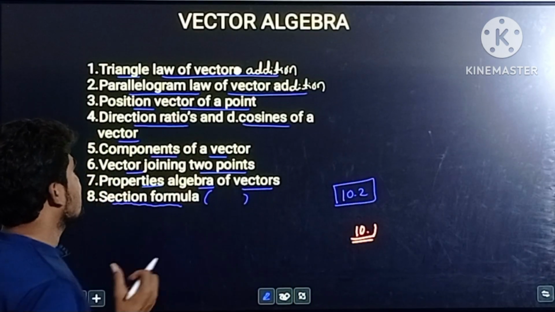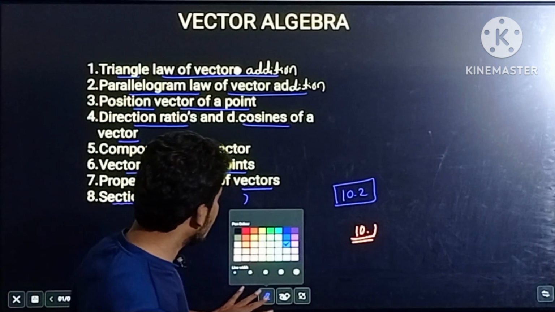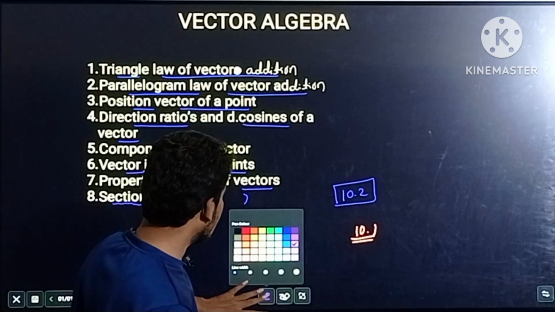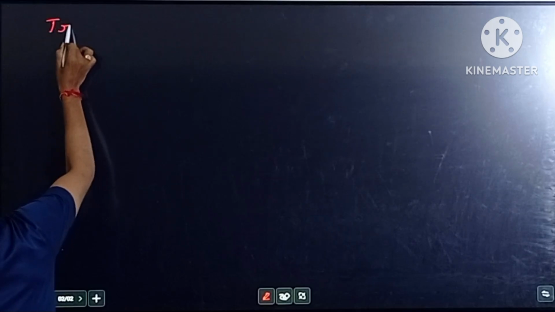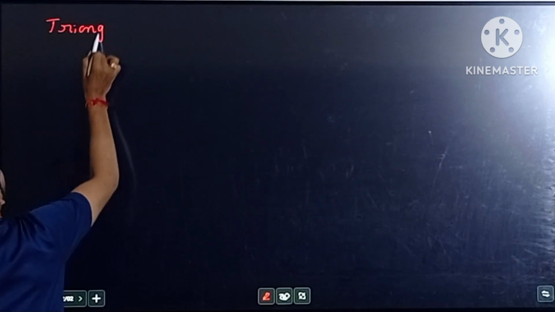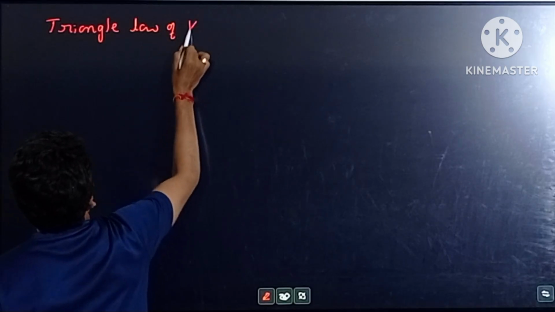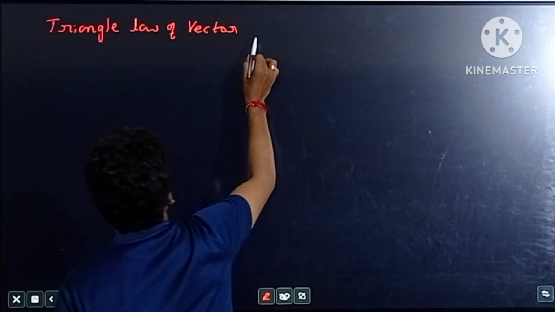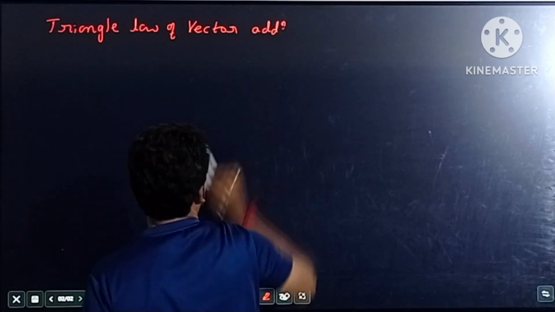So let's start with the first concept. What is the first concept here? Triangle law of vector addition. This is one of the graphical approaches to vectors: the triangle law of vector addition.